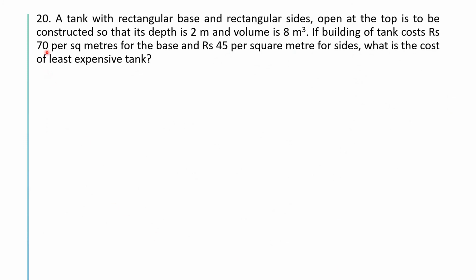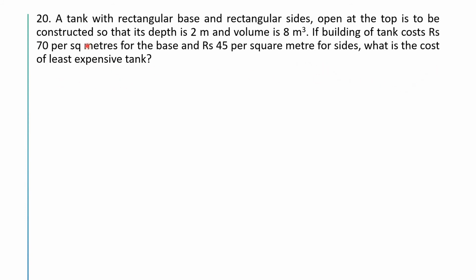The next question: a tank with rectangular base and rectangular sides open at the top is to be constructed so that its depth is 2 meter and volume is 8 meter cube. If building of tank costs rupees 70 per square meter for the base and rupees 45 per square meter for sides, what is the cost of least expensive tank?